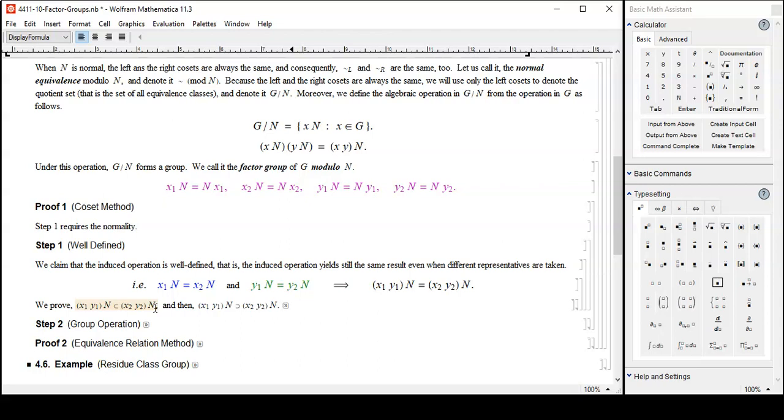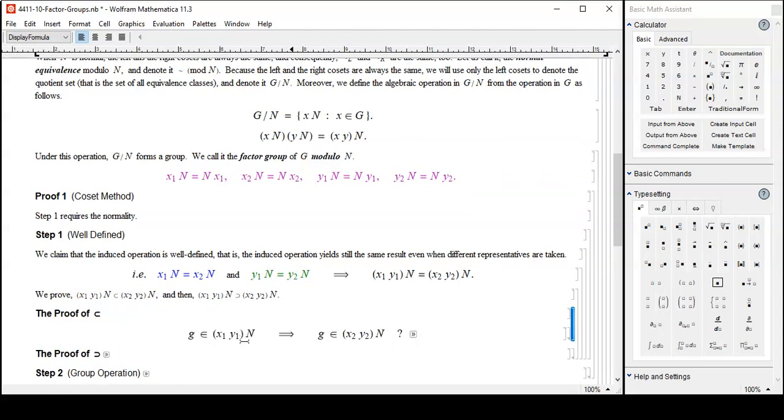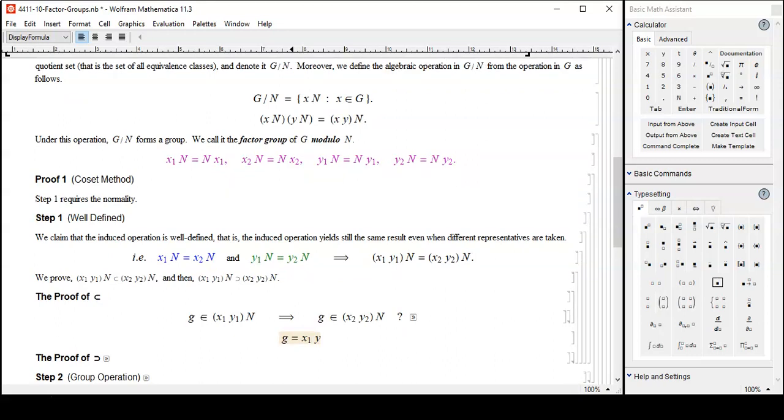So how do you prove this? An arbitrary element here must belong to this right-hand side. That's what you have to do. So what do you mean by an arbitrary element of x1y1N? That means this g is x1 times y1 times some element n of capital N.